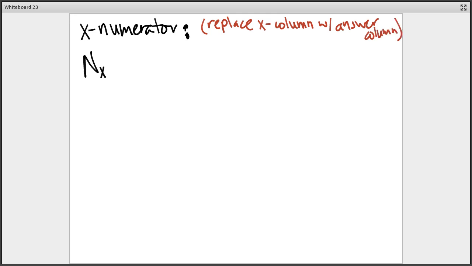So same as section 3. The only difference here is we're going to have 3 variables and 3 equations. I'm going to replace the x column with the answer column, which is the column on the right-hand side of the equal sign. So all of the x's get replaced with the -1, -10, and 5. The y column stays the same, and the z column stays the same.